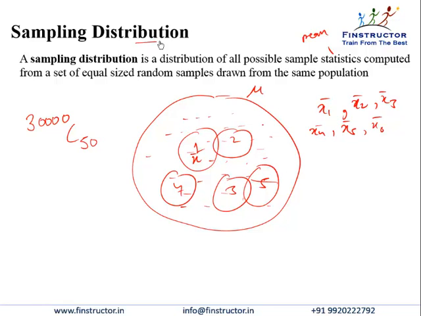The sampling distribution is the distribution of these means. So if I take many different samples and I take many different means, then those means themselves are a set of data, and those means themselves can be plotted in a distribution.